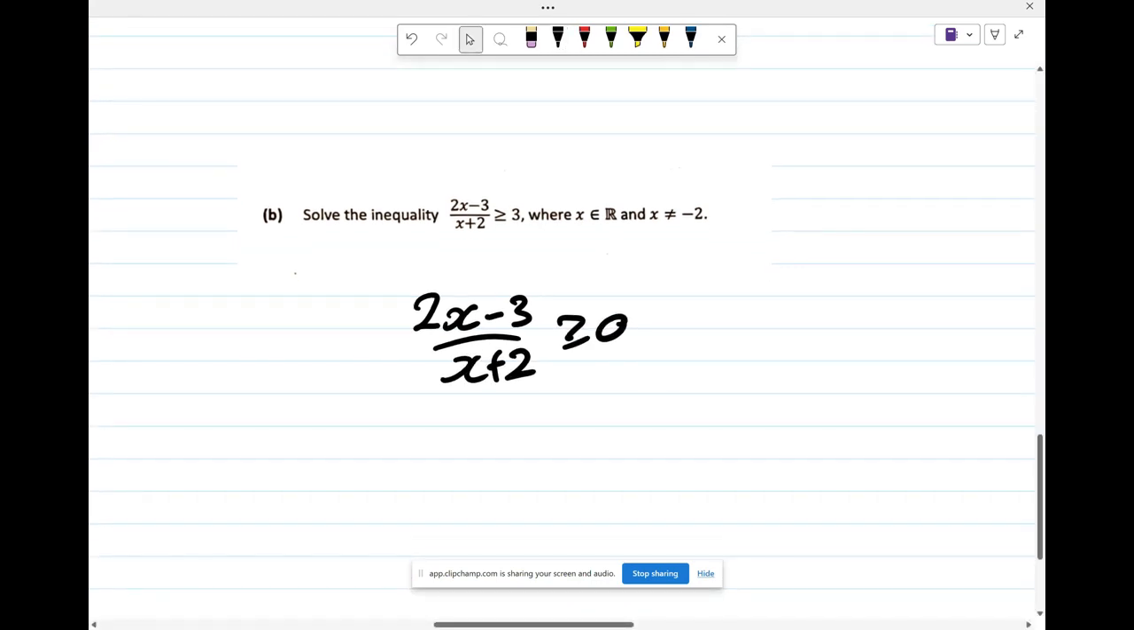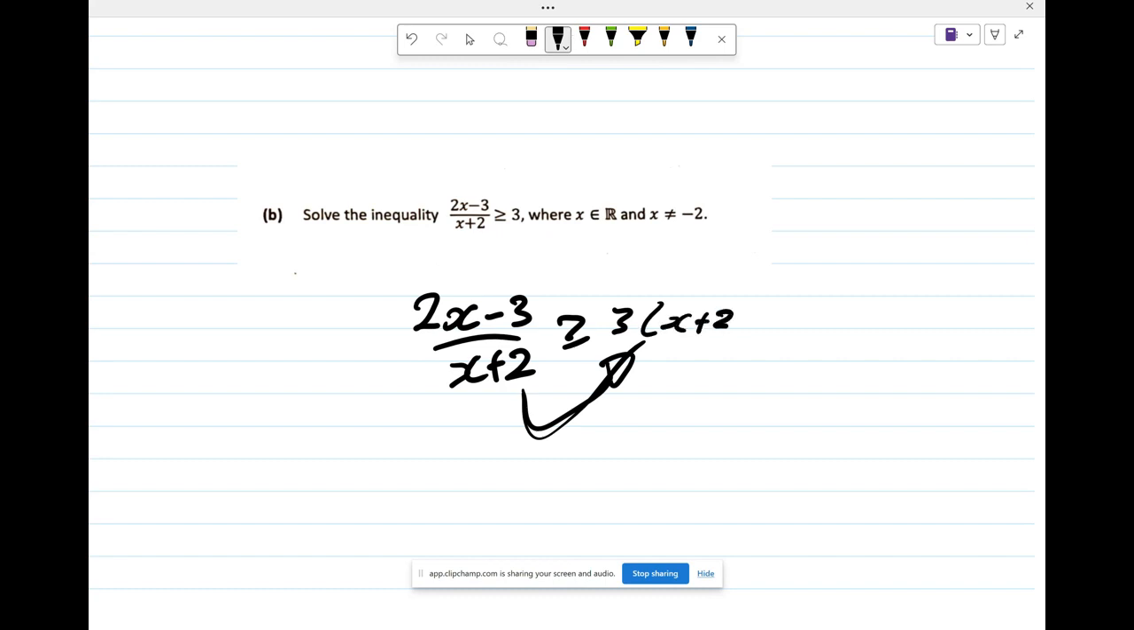Okay, we're trying to find the values for x such that all this is greater than 3. But x is above the line and below the line, so that's causing a bit of difficulty. So we're going to try to get x above the line on both sides. To do that, we can multiply by x plus 2 and cross multiply, so bring that across, multiply by x plus 2 over here.